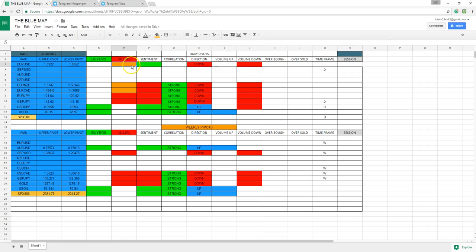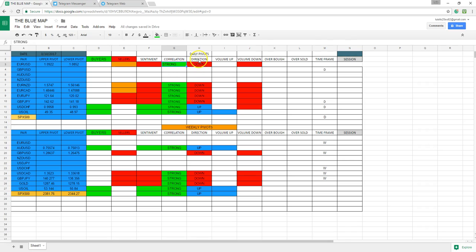Now the orange color means we have sellers, but not enough to move the market right now, or to expect a significant move to the downside. Okay, the sentiment, which is green in this example, I made a mistake, so I'm going to change it to red, which means we may have some sellers. The sentiment is to the downside. The correlation, you're going to see this color always on green, and it will say strong, which means the correlation between the euro and the USD is strong.